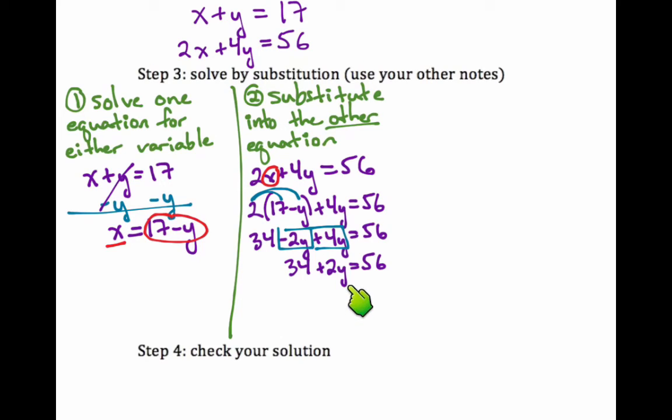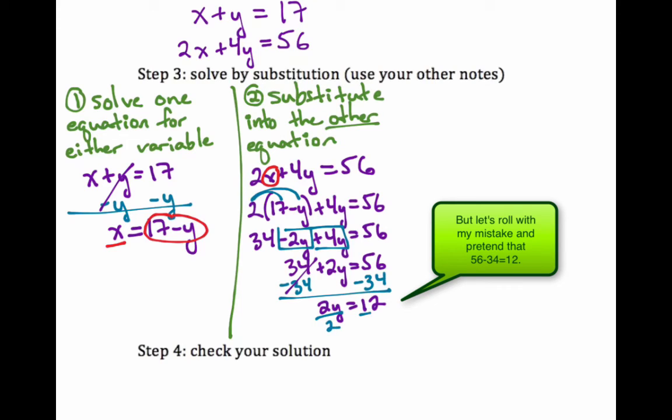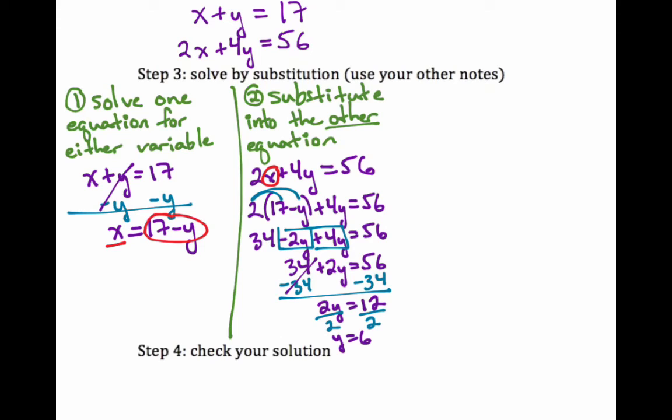And I just need to get y all by itself. So I could divide, but let's go ahead and get rid of that 34 first. Let's subtract 34 from both sides. What do I have on the left? 34 cancels. All I have is 2y. And on the right, I'm left with 12. Now all I need to do is divide both sides by 2. And I end up with y equals 6. Now I know exactly what y has to be for both of these equations to be true at the same time.